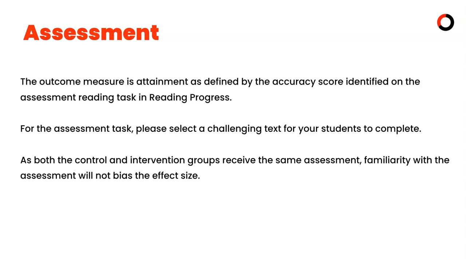So the assessment. The outcome measure is attainment as defined by the accuracy score identified on an assessment reading task in Reading Progress. For the assessment task, please select a challenging text for your students to complete. As I explained earlier, we don't want the students completing the pre-assessment task and being able to score a very high accuracy rate. The text needs to be challenging in order for the trial to work. As both the control and intervention groups receive the same assessment, familiarity with this will not bias the effect size.